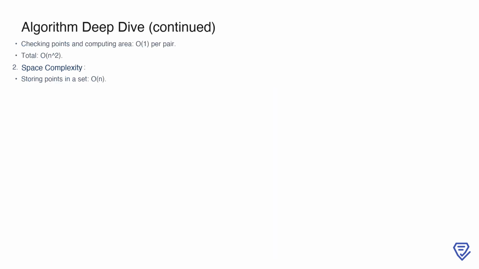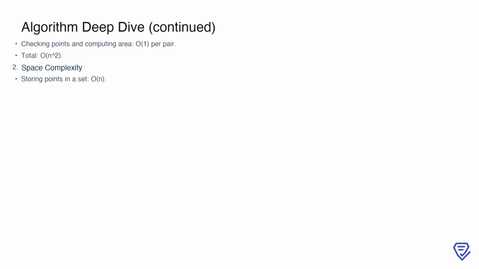Finally, let's analyze the complexity of the algorithm. The time complexity primarily comes from generating all pairs of points, which requires n² operations for n points. For each pair, checking the existence of other points and calculating the area takes constant time, resulting in an overall time complexity of n². In terms of space complexity, storing the input points in a set requires n space. This space is proportional to the number of unique points in the input.